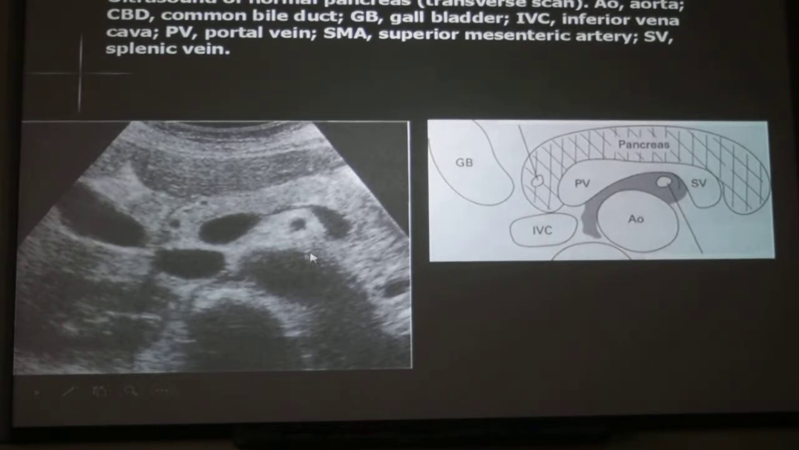This is the aorta, this is the IVC, and this is the gallbladder. Clear on this? Yes. So this is how it appears on ultrasound. Now the problem with ultrasound is, if it is a thin lean patient, you would have a picture like this.